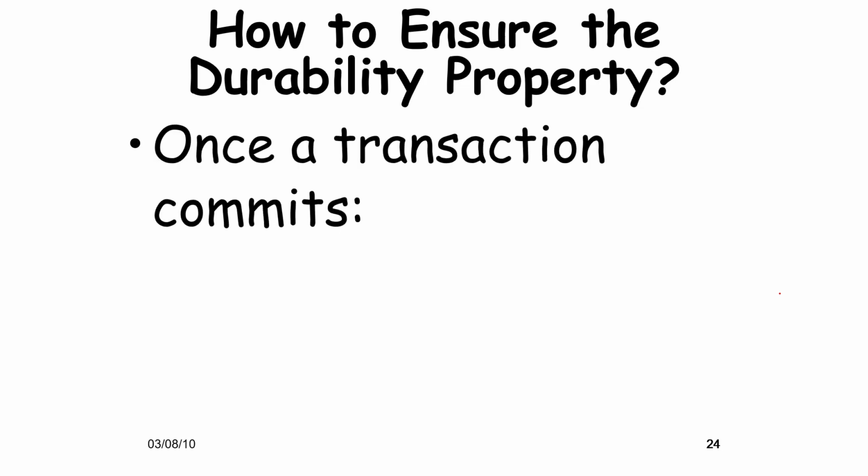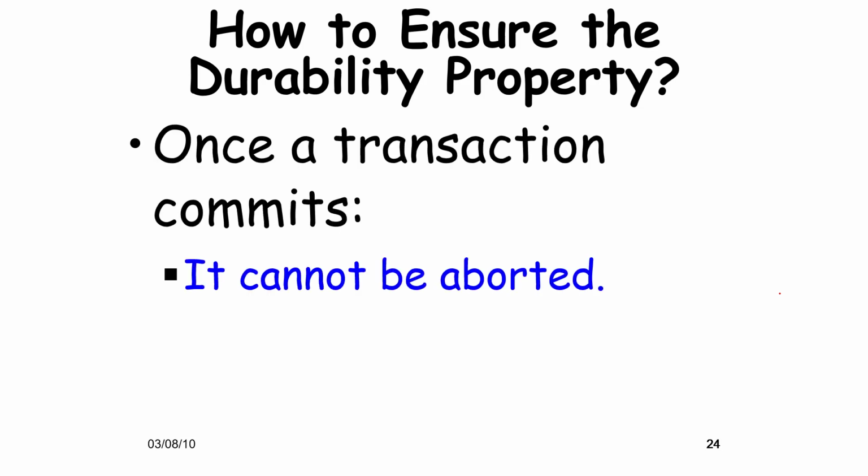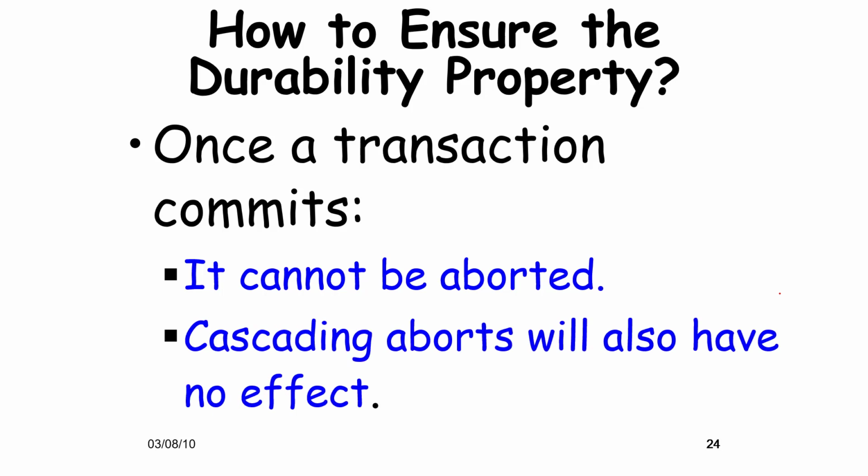The last is the durability property: once a transaction commits, of course it cannot be aborted, but we also want all of its changes to be written into permanent storage, which is, let's say, the hard disk. So that can be ensured. And once a transaction is committed, it will not be a part of any abort sequence, including a cascading abort sequence.